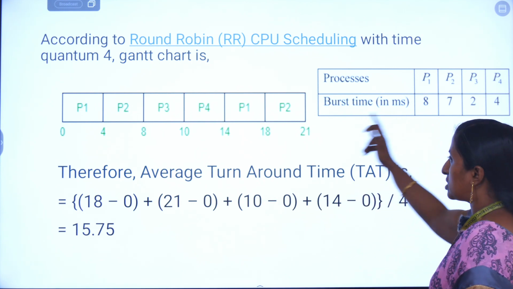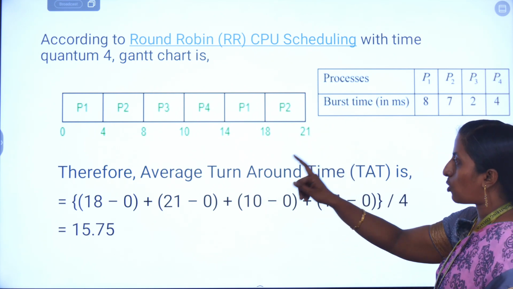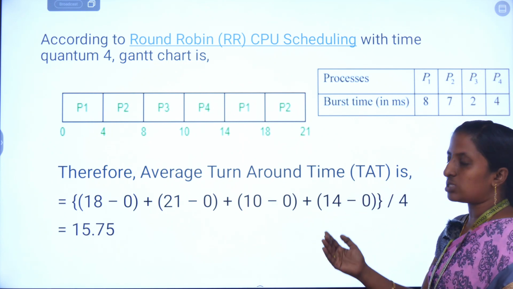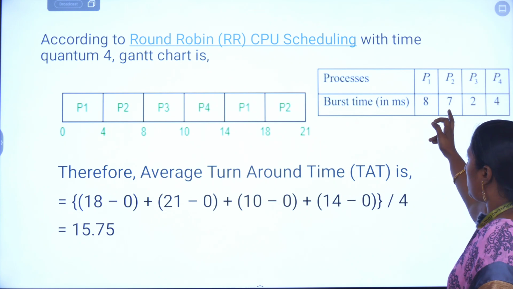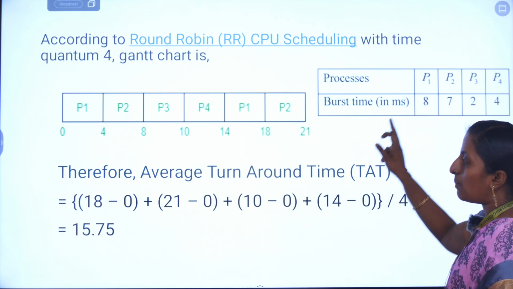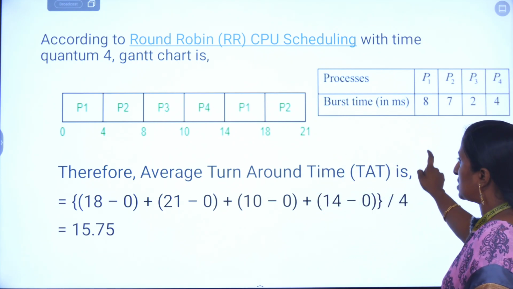So first the process P1 will enter, and what is the time quantum? 4 milliseconds. So process P1 will be executed for only 4 milliseconds and then moved to the waiting state. Next, process P2 will be allotted. In process P1 the total execution time is 8, but it is allotted only 4 milliseconds. So the remaining 4 milliseconds is left.